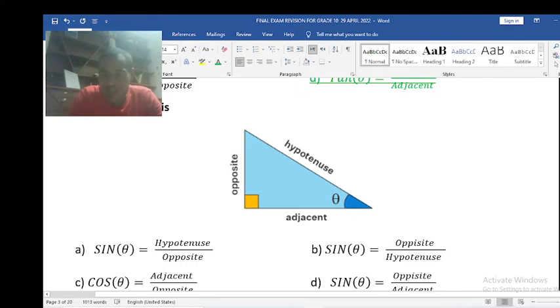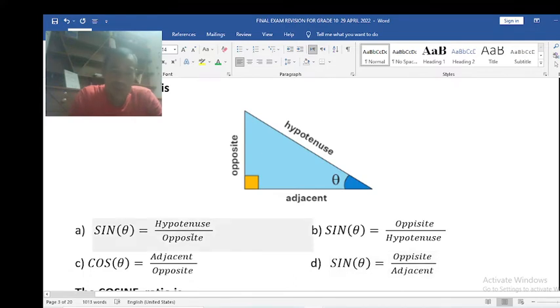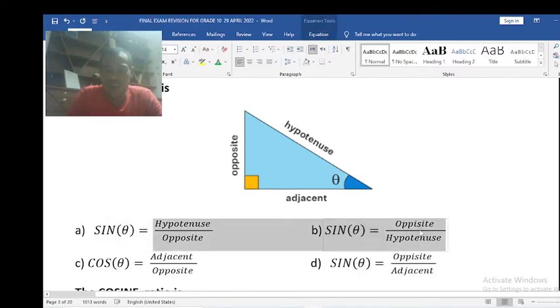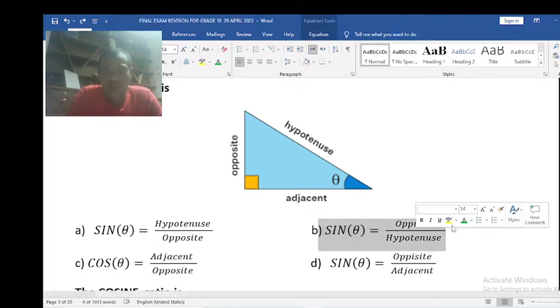So from these options I'm going to find the sine ratio. Sine ratio is hypotenuse over opposite? No. Sine ratio is opposite over hypotenuse. Cosine of theta is adjacent over opposite? False. Sine of theta is opposite over adjacent? This is cotangent. So the correct answer is this one, learners.